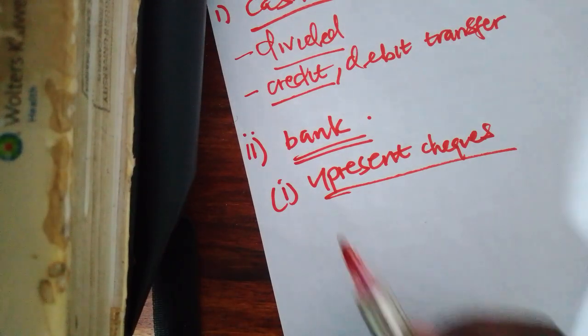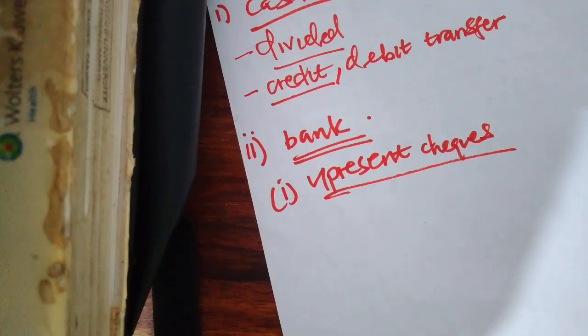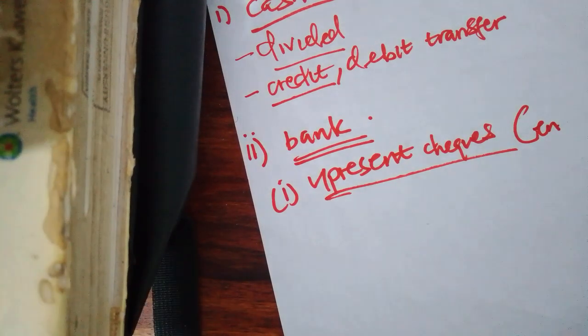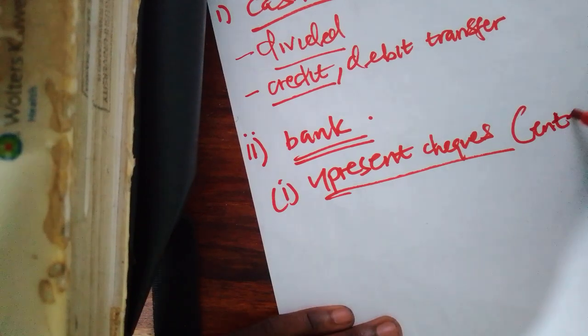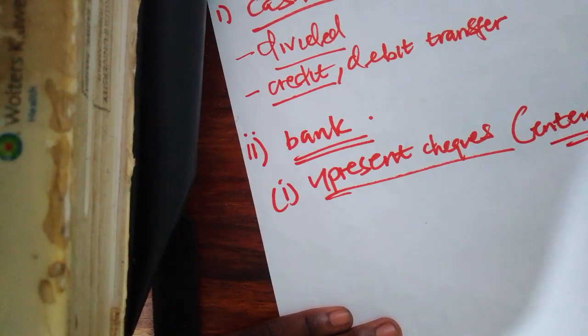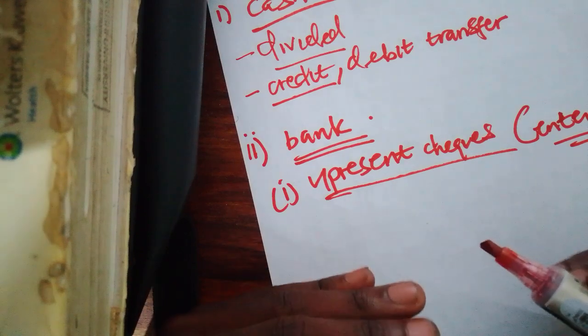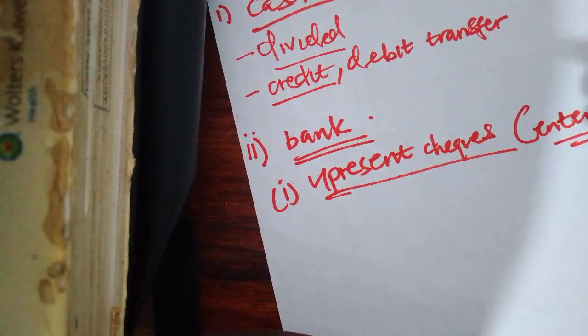Why? These unpresented checks are simply checks which are drawn and entered in the cash book. You have drawn money for yourself from the business, so you have entered it in the cash book, but in the bank it is not entered. So these are called unpresented checks. You have withdrawn from the business but it is not shown in the bank statement.